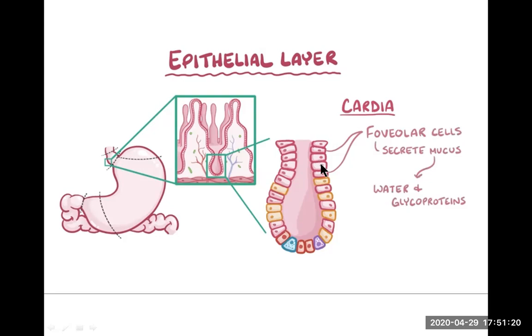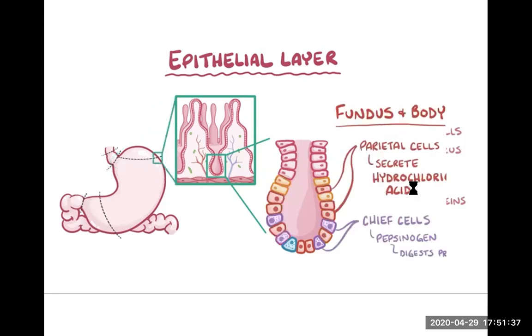The epithelial layer that we discussed earlier has different varieties of gastric glands which have different functions accordingly. In the cardia, the epithelial layer has foveolar cells which will secrete the mucus. The main function of these foveolar cells is to secrete mucus. This mucus is made up of water and glycoproteins.